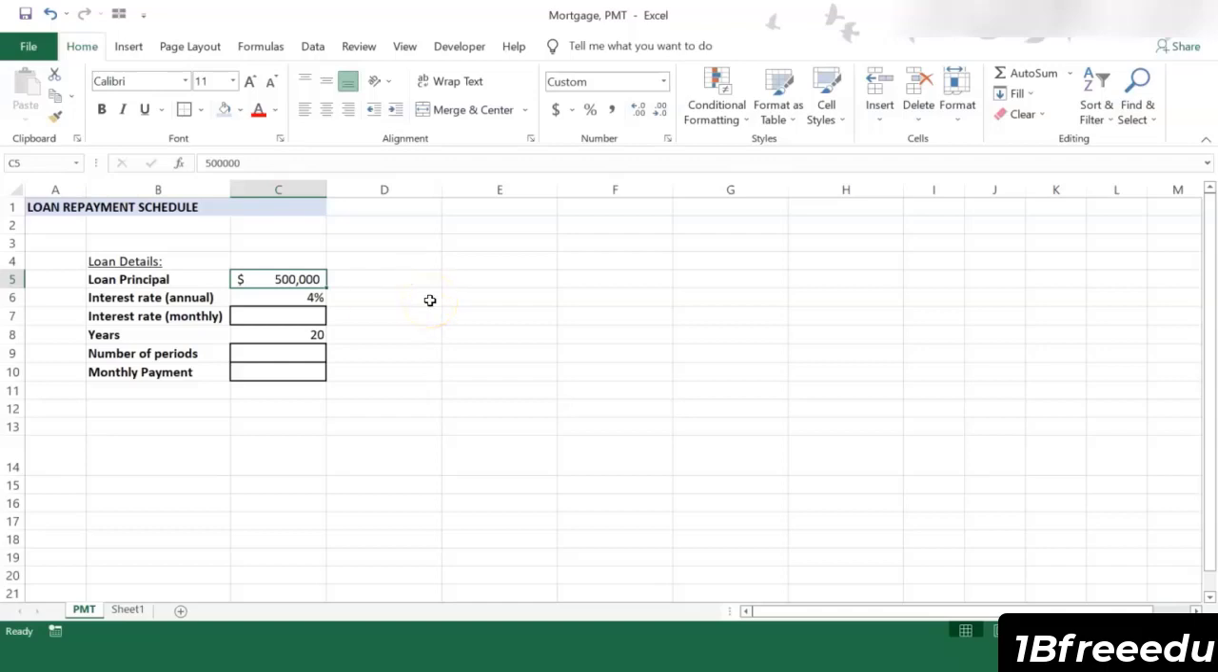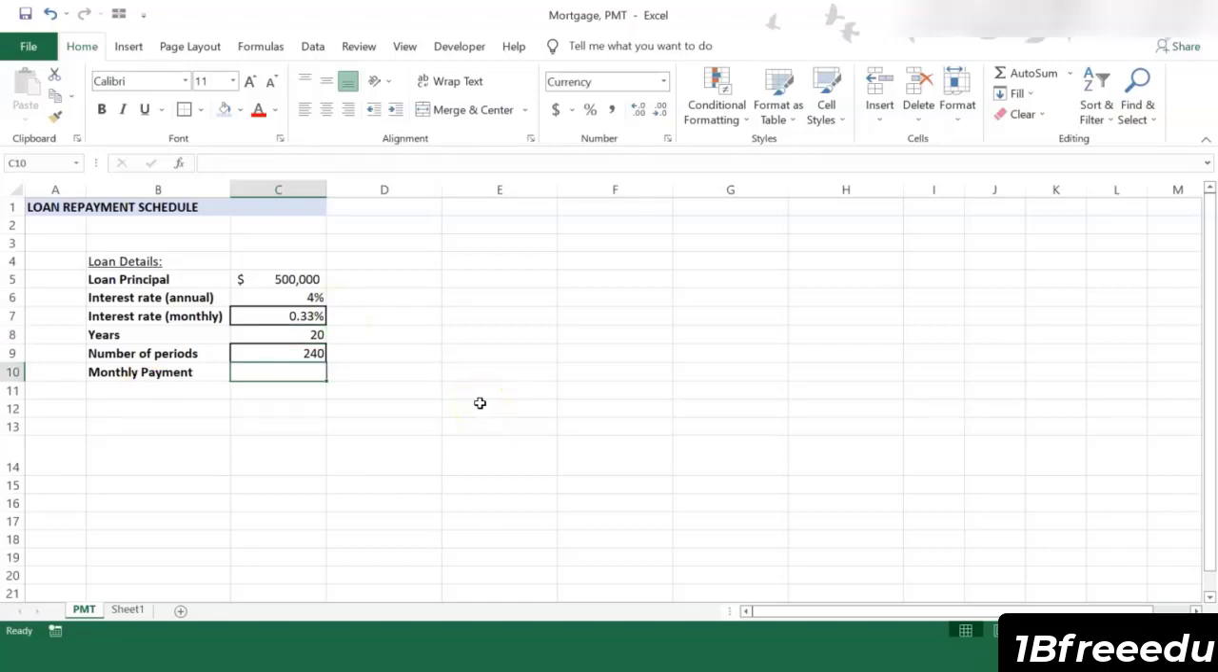First, we need to determine the number of periods or months in which we will make equal monthly payments. If we have 20 years, we would have 240 months. 20 years times 12 months, that's 240. Then we also need our monthly interest rate. Our annual interest rate is 4%. When divided by 12 months, we have 0.33% monthly interest rate. We have everything for now to calculate our monthly payment.